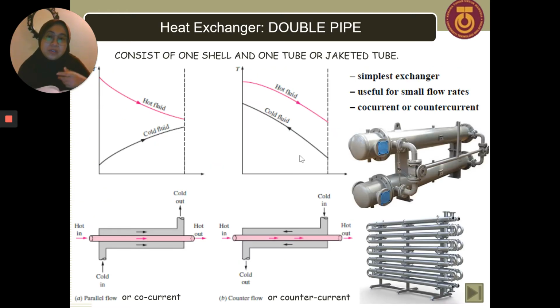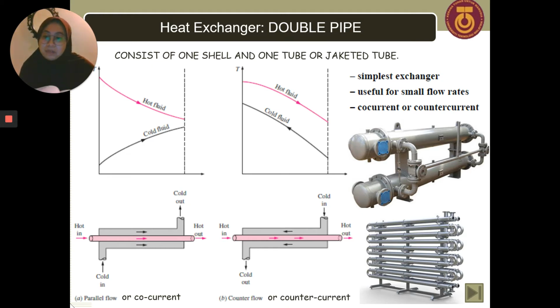The first one, as I mentioned, is the double pipe heat exchanger. We call it double pipe because there is only one tube, and this one tube is inside another tube. So it is one pipe in another pipe, therefore we call it a double pipe heat exchanger. It is the simplest one, and the flow can be parallel or counter current.